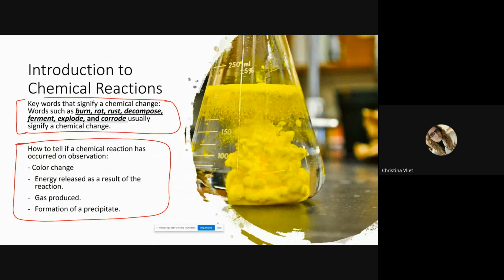The first one is burn. Burn is a combustion. Anytime we burn something, that's a chemical reaction. And it's not reversible because we can't get back what we once had. If you throw your paper in a fire, you can't get the words on that paper back. Rot, that's a chemical change. Rust, actually a chemical change. I believe we'll be looking at that reaction later on. Decompose.